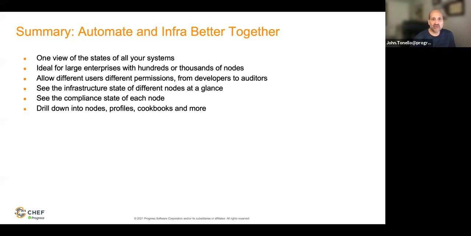So just a quick summary, one view of all the states of your systems, regardless of what type of systems they are or where they are, if they're on-prem or in the cloud or a mix of those. It's ideal for large enterprises where you have hundreds or thousands of nodes that you need to keep track of and know specifically what versions of things are running on them, and just a wide array of information at a glance. Allow different users with different permissions.